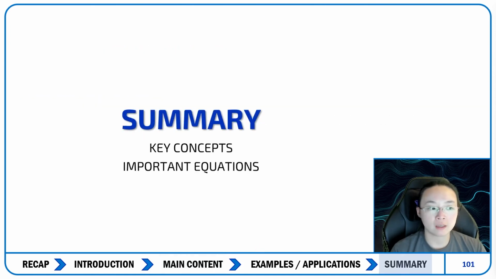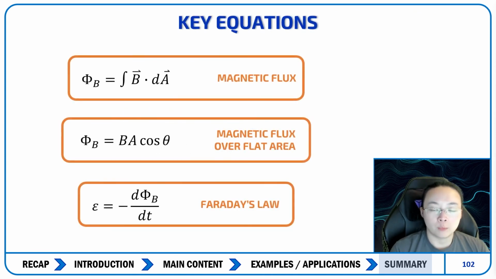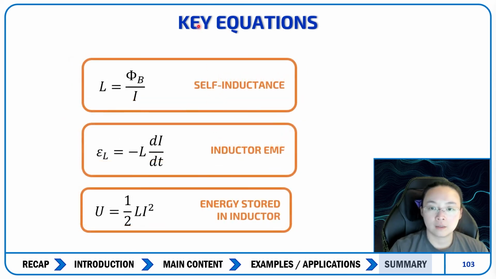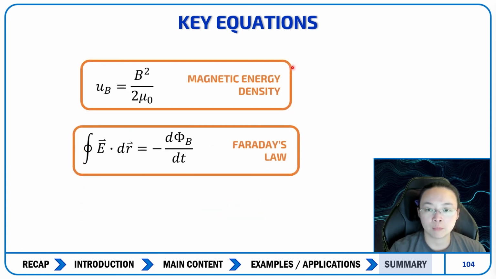So just as a summary, we're going to cover the important equations that we learned in this chapter. We took a look at magnetic flux and its definition. We then took a look at the magnetic flux over a flat area, BA cos theta, Faraday's law, where the negative sign comes from Lenz's law. We have the equation for self-inductance. We have an equation for the EMF coming from an inductor. We have the energy stored in an inductor. We have magnetic energy density, and we have Faraday's law. And this version of Faraday's law compares the magnetic flux to the electric field.